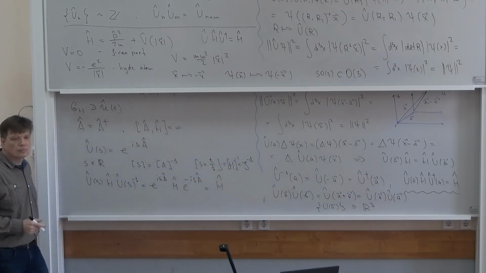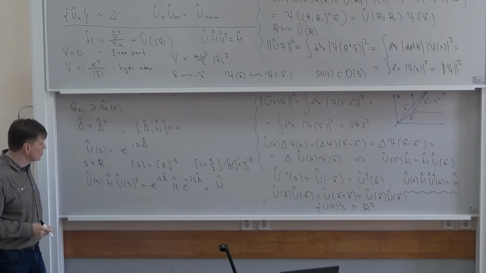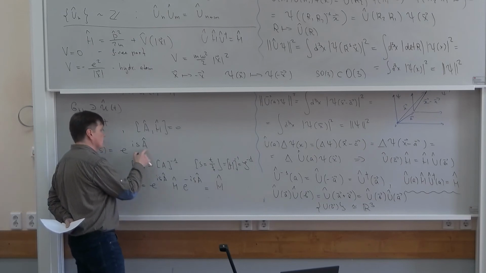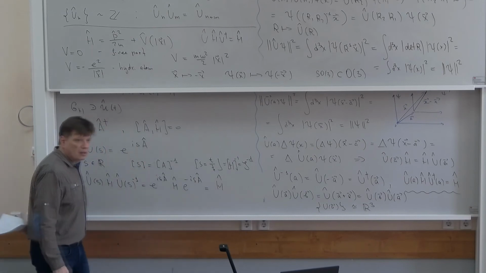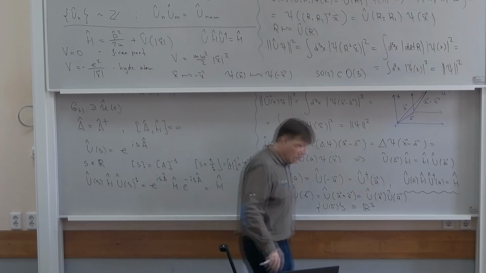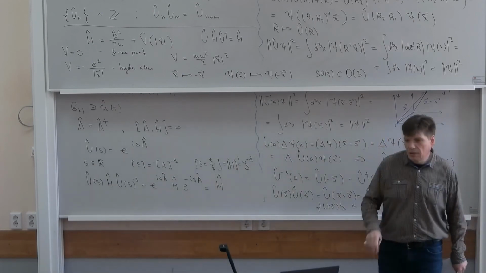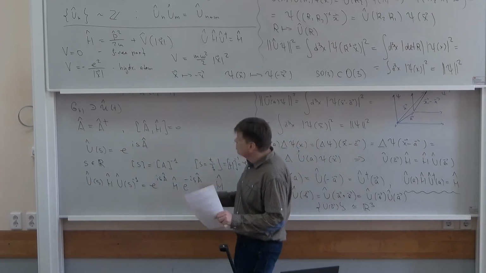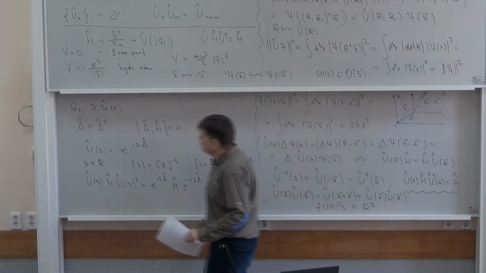Can I ask, if U of T is the evolution operator, what is U of S, what does it mean physically? It depends on the operator A. Some examples will be considered at the next lecture. Now just the general construction, the general idea.